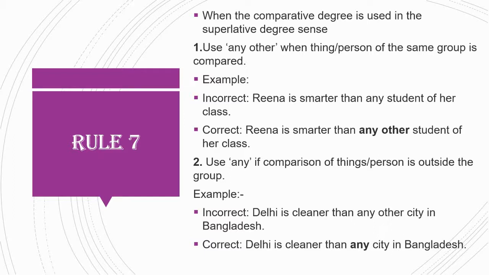Second point, use "any" if the comparison of things or persons is outside the group. The wrong sentence is: Delhi is cleaner than any other city in Bangladesh, and the correct sentence is: Delhi is cleaner than any city in Bangladesh.